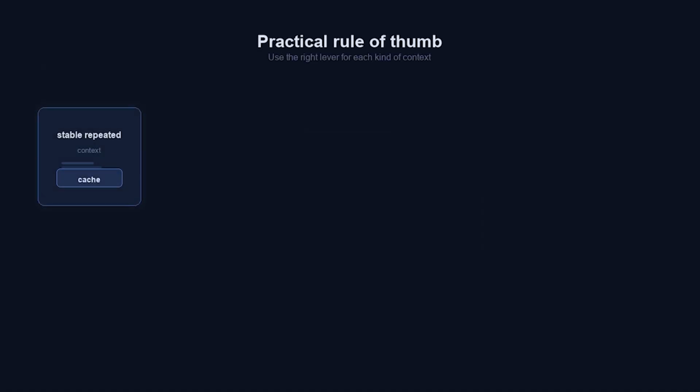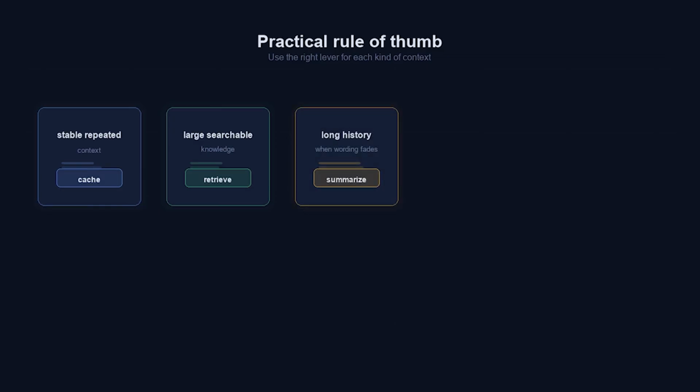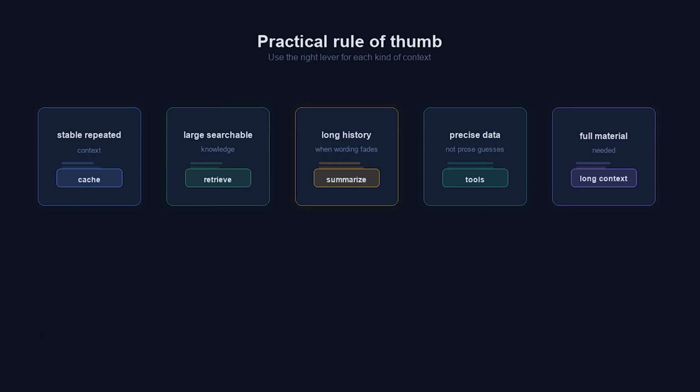So here's the practical way to think about prompt caching. Use caching for stable repeated context. Use retrieval for large searchable knowledge. Use summarization for long histories where the exact wording is no longer needed. Use structured tools when the answer depends on precise data. And use long context when the model truly needs to reason across the full material.